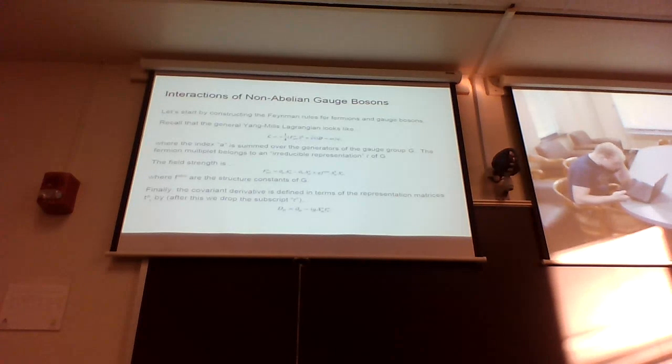This is obviously shorthand notation, so you're dotting F mu nu into F mu nu, and the A index is being summed over using the Einstein convention. And so, just introducing some vocabulary here.